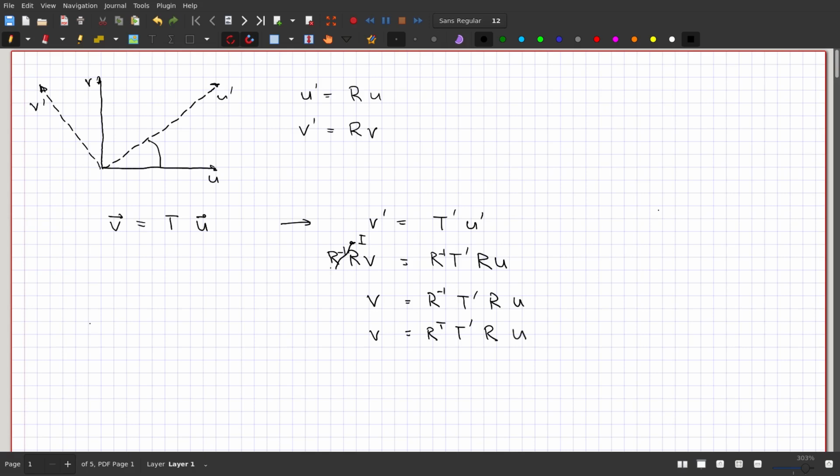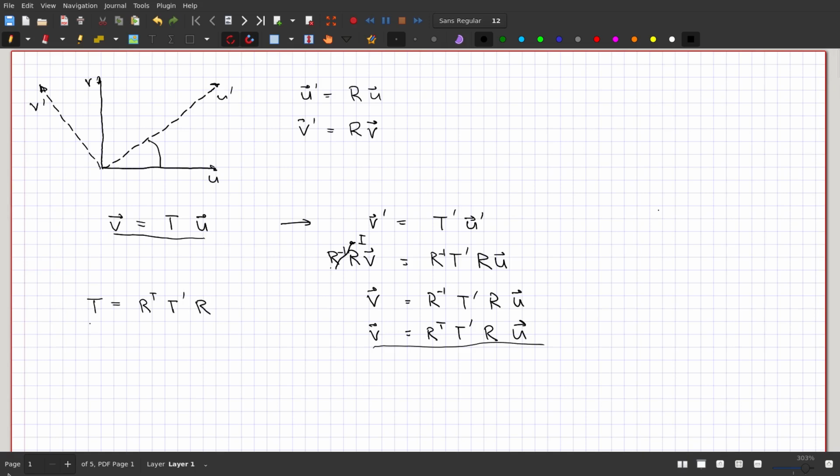Okay. So by inspection then, if we just compare this equation with this equation, I guess just to be precise, these are vectors. Okay, so if we compare the two equations that I've underlined, then evidently T must equal R transpose T prime R.